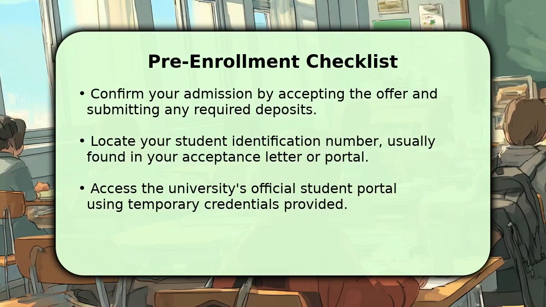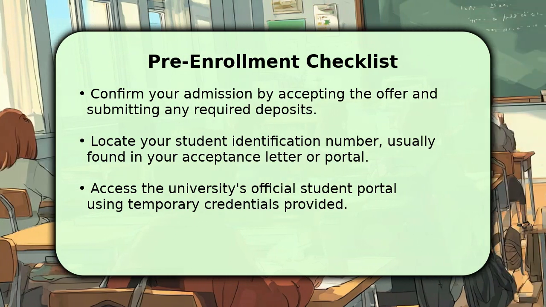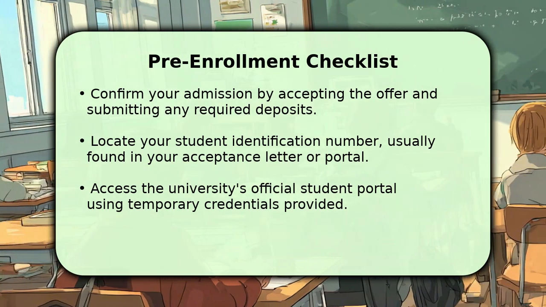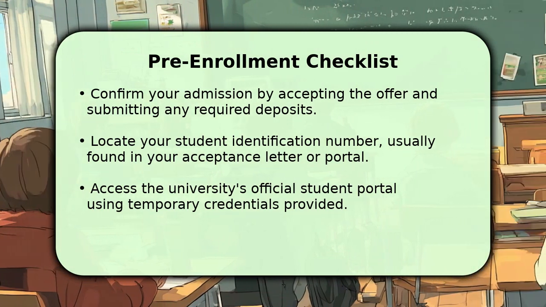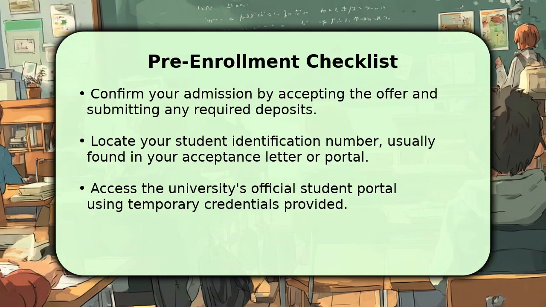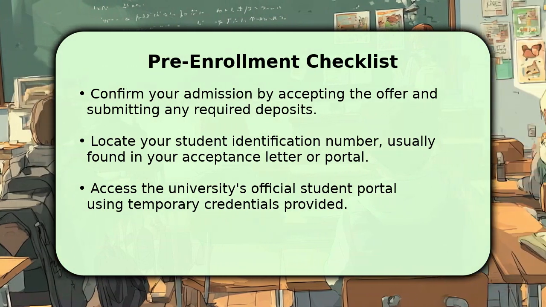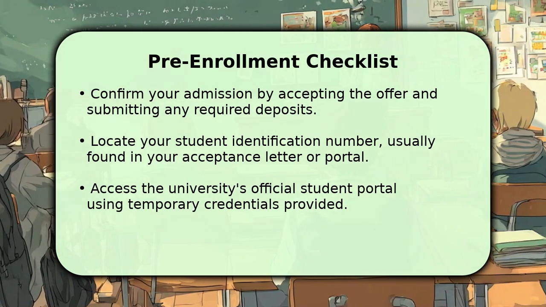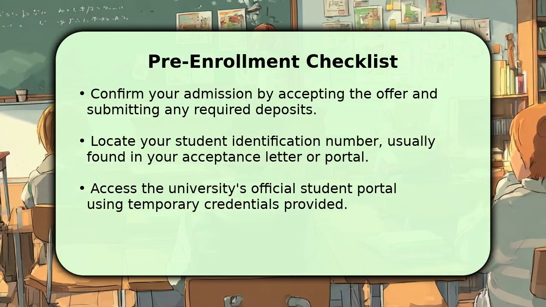Before you can activate your college email, you will need to complete a few initial steps. First, officially accept your admission and pay any necessary enrollment deposits, confirming your commitment to the institution. Then, ensure you have your unique student identification number handy, typically available in your acceptance package or new student portal. These foundational steps are crucial for accessing your digital services.